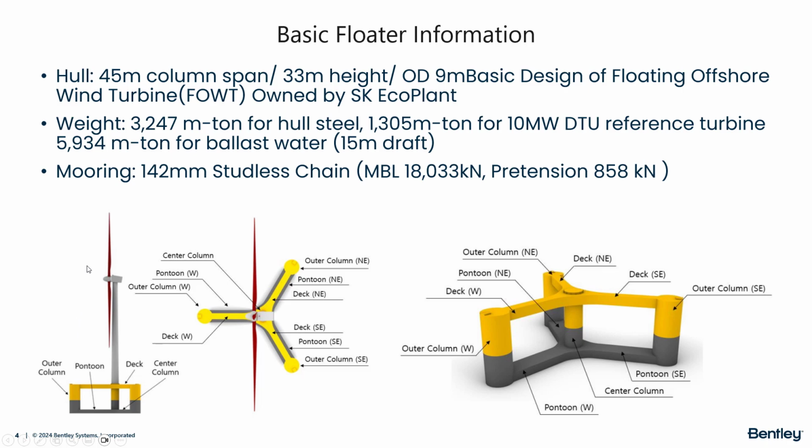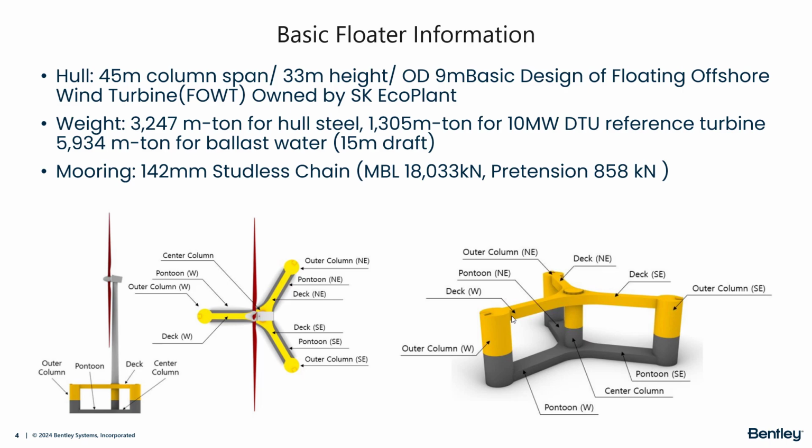This is a semi-submerged type floater designed to support 10 megawatt turbines and its tower. The columns are 33 meters high and 9 meters wide, with a spacing of 45 meters between them. The lightest weight of the structure is 3,247 metric tons, with an additional 1,305 metric tons for the turbines.